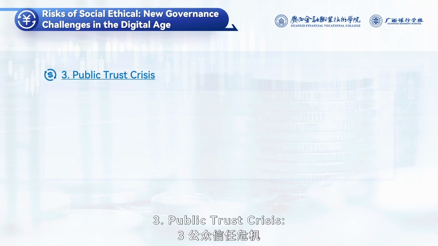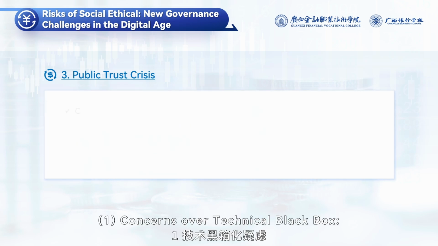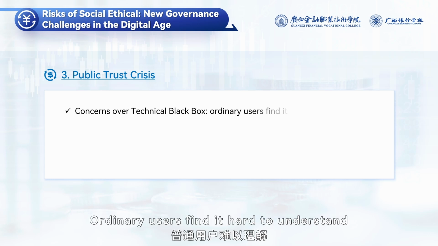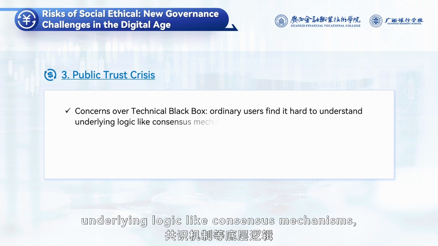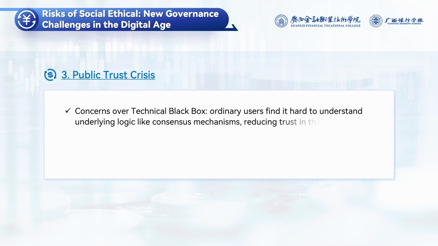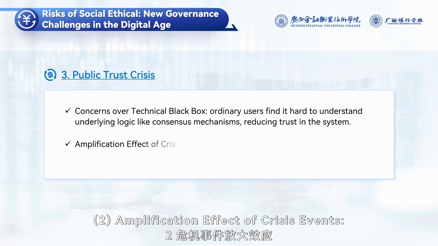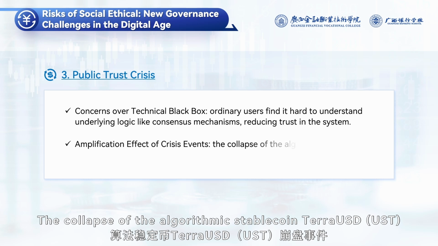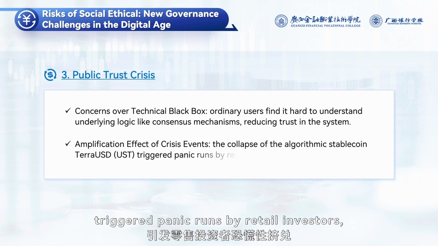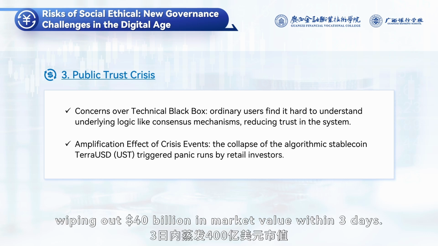3. Public trust crisis. 1. Concerns over technical black box. Ordinary users find it hard to understand underlying logic, like consensus mechanisms, reducing trust in the system. 2. Amplification effect of crisis events. The collapse of the algorithmic stablecoin Terra USD triggered panic runs by retail investors, wiping out $40 billion in market value within 3 days.